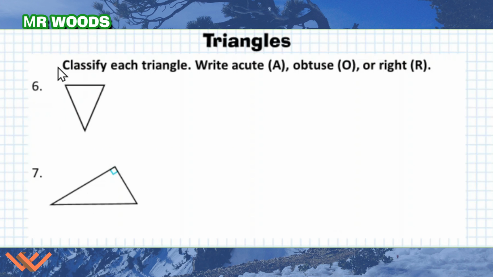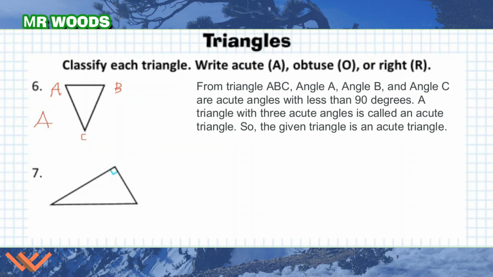We have a couple more here. Let's take a look. So again, I'm just going to go ahead and start labeling this. So we have A, B, and C. We know it's not a right triangle. It doesn't have an obtuse angle in there. So I'm just going to say this is going to be an acute triangle. And the explanation is from triangle ABC, angle A and angle B and angle C are acute angles with less than 90 degrees. A triangle with 3 acute angles is called an acute triangle. So the given triangle is an acute triangle.